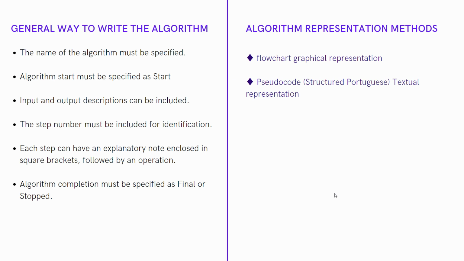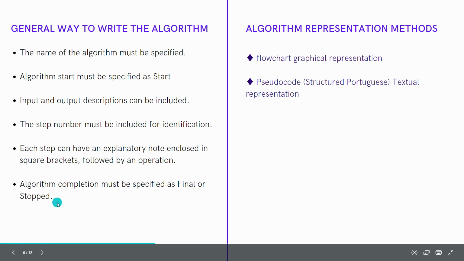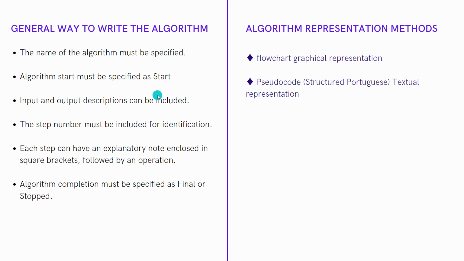Now let us see the general way to write an algorithm. What are the steps that we have to follow? We also have an algorithm to write an algorithm. Sorry, I'm just kidding. But yes, we have some steps that we have to follow in order to write an algorithm. So the name of the algorithm must be specified. You have to give some name to the algorithm. And the algorithm must have some starting point and some ending point, as I said before.